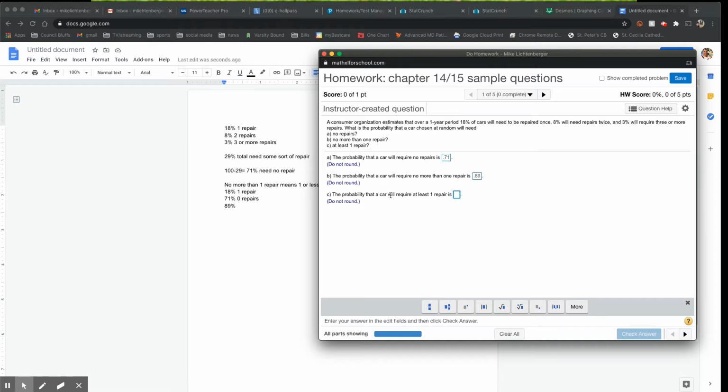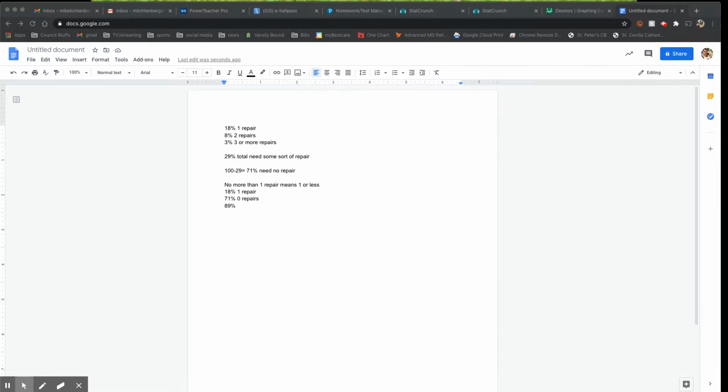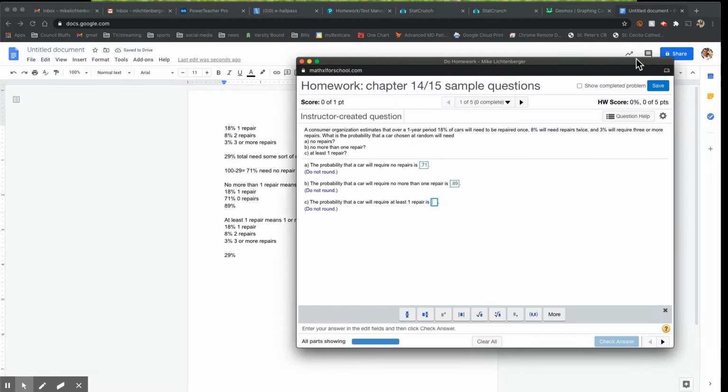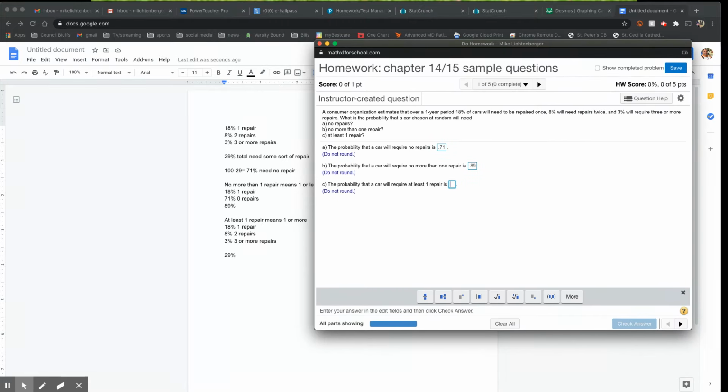The probability that a car will require at least 1 repair. At least 1 repair means 1 or more. So 1 or more is this part up here that we saw earlier, and we had added that up to get 29%. So we saw that earlier: 29% needs some sort of repair. That's at least 1, so 0.29.